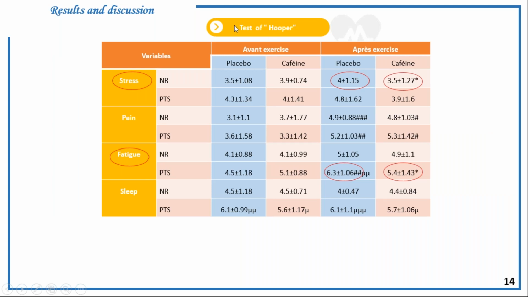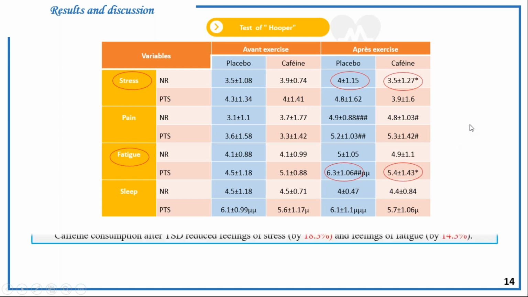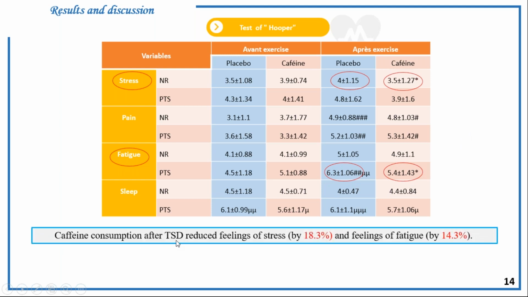The second psychological test is the Hooper test. We have 4 parameters: stress, pain, fatigue, and sleep. About the stress, as we see in this table, the stress after exercise is minimized from 4 to 3.5. Also, the fatigue is reduced from 6.3 to 5.4. So, caffeine consumed after total sleep deprivation reduced the feeling of stress by 18.3% and the feeling of fatigue by 14.3%.